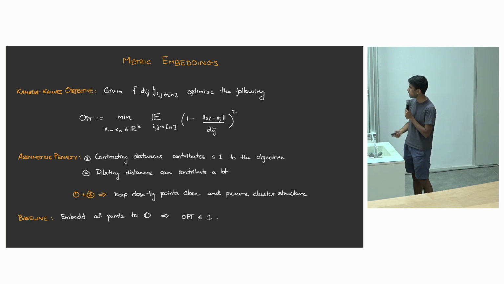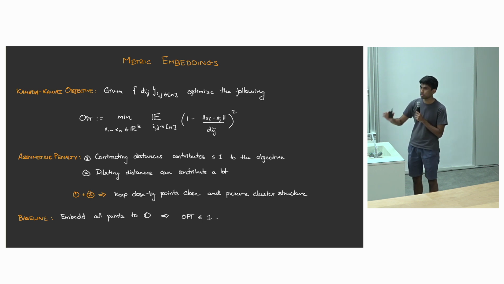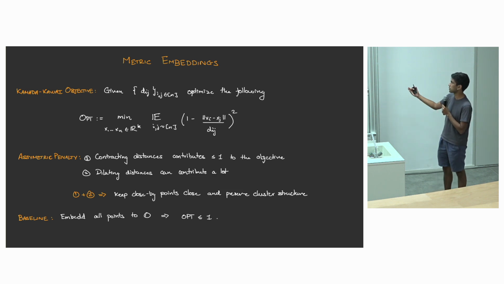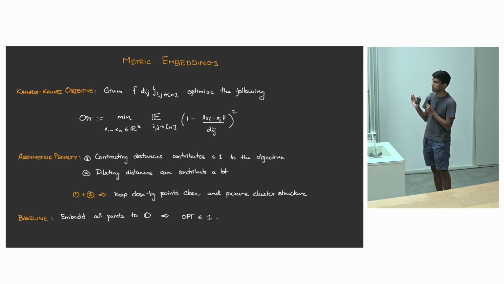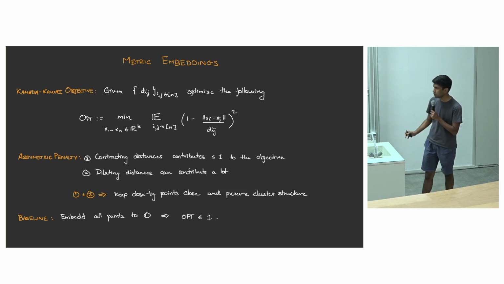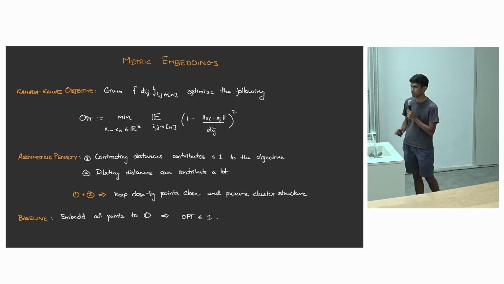So what is this doing? Roughly, it keeps nearby points close by. So if there's some cluster structure in my original points in the metric, then it preserves this cluster structure in the embedding. And as a baseline for what you can hope for, if you set all the x_i to be the same, say 0, then you get that the expectation is 1. So at the very least, OPT is at most 1. It's a number between 0 and 1.